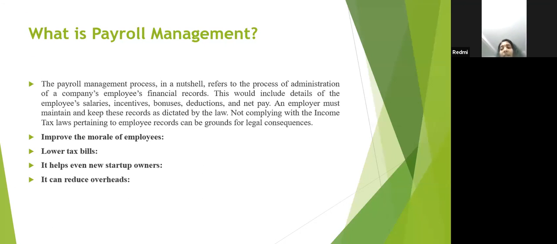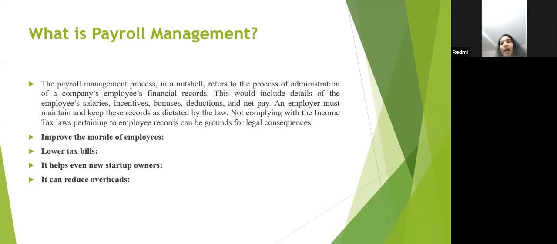So there is a law, and an organization has to maintain all these records. Not complying with the income tax law pertaining to employee records can be grounds for legal consequences. That's the next point, because it may lead to legal consequences. The organization has to face legal consequences if it is not managed well.